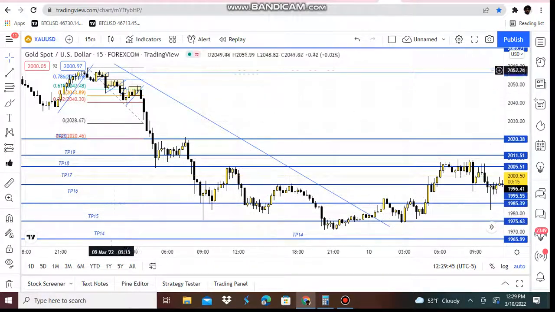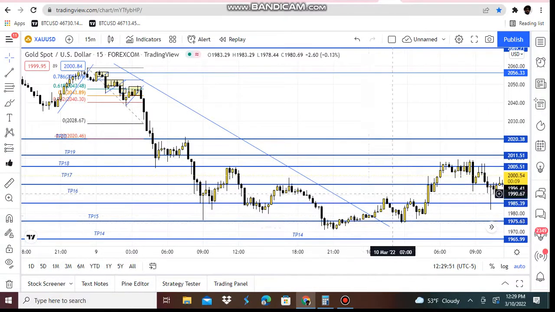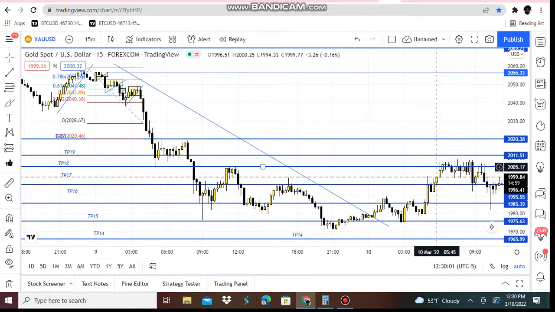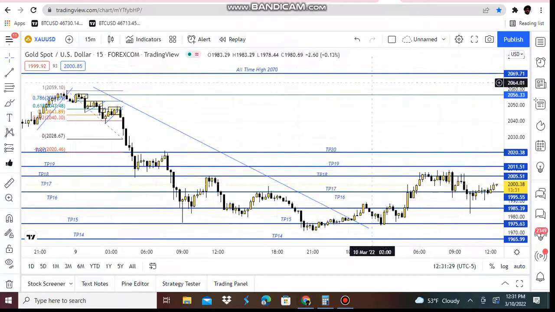This downtrend is no longer in effect. We're no longer in a downtrend. It breaks this trend line, breaks this downtrend, and price makes higher highs and higher lows. Makes a higher high, then a higher high all the way back up to take profit 18, 2005. Take profit 18, 2000.